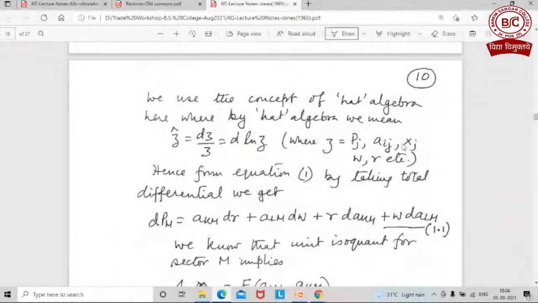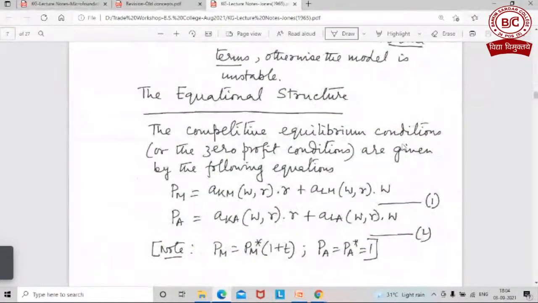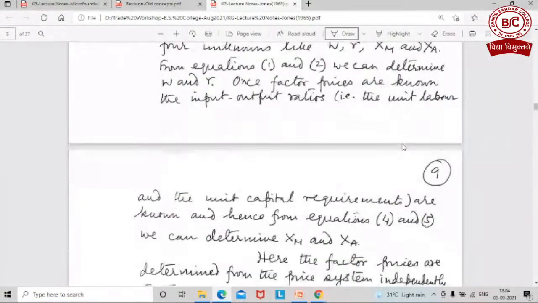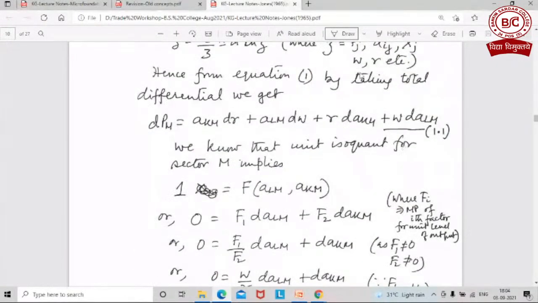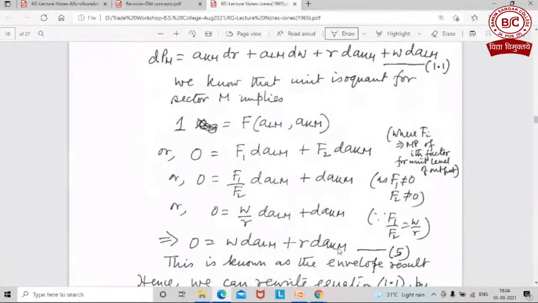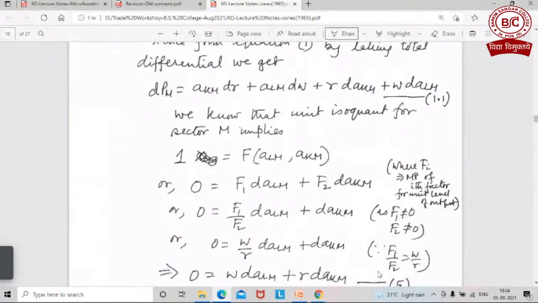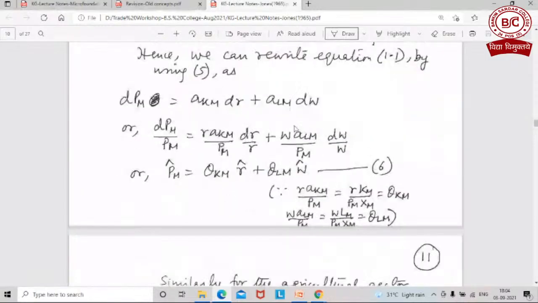So you can always check from the competitive equilibrium condition. Are you following me? Is it okay? Yes, sir. So from equation one, which is the competitive equilibrium condition for the manufacturing sector, if we take the total differential, we have a term like this, dPM equal to the total differential of all these terms. Now you can use the envelope property as already explained, and you can eliminate two terms here. So W dALM plus R dAKM, you can put as zero. You can retain the first two terms and do some mathematics after this.